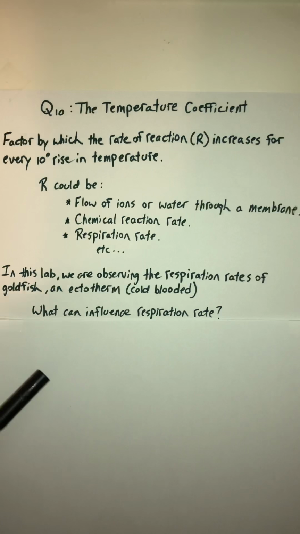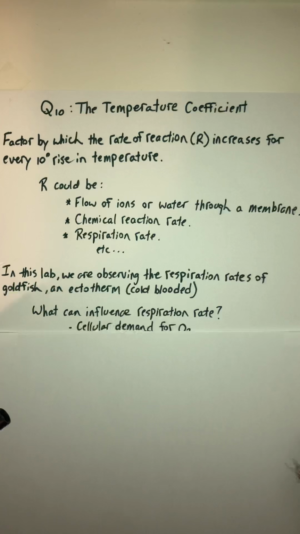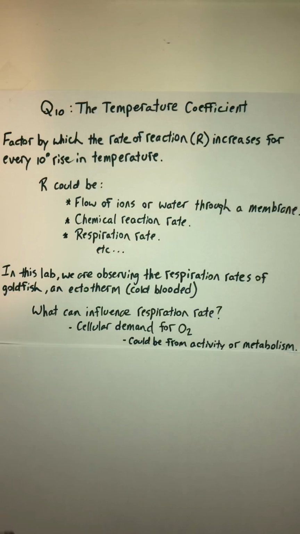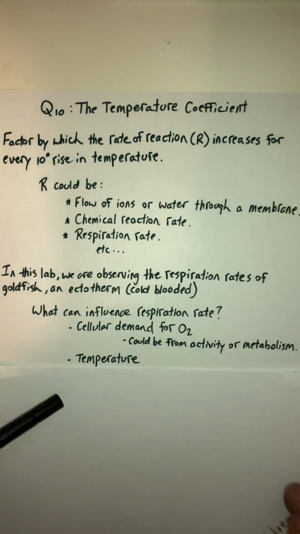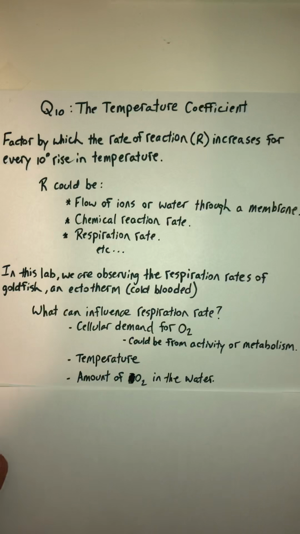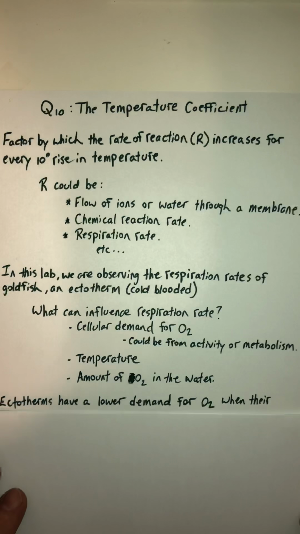So what could actually influence that respiration rate? That could be a demand for O2, which could be from any kind of activity, swimming around a lot, or it could be their metabolism. They just ate. They need more oxygen for the metabolism. Temperature can influence this since they're cold-blooded. The warmer they are, the more demand their cells have for oxygen. How much O2 is actually in the water can influence how much they're breathing, what their respiration rate is.